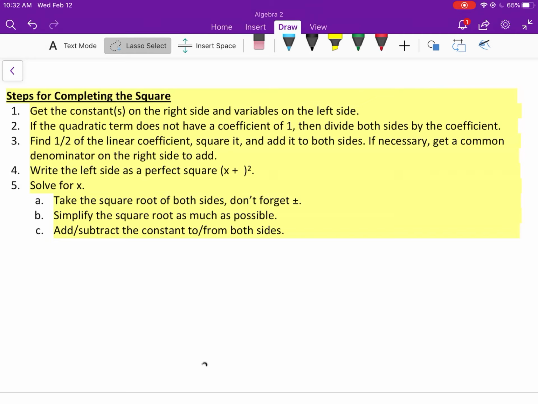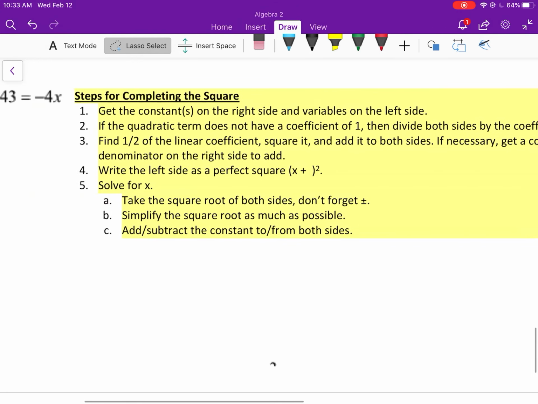Please pause when you're having trouble, or pause and go back, or just pause so you can work out your own math, and then restart it going on to the next step. So here we go.